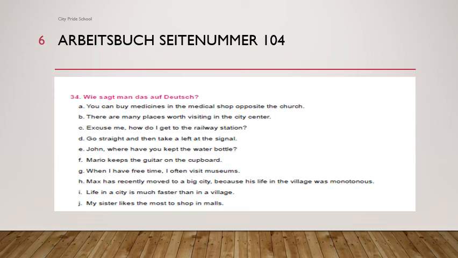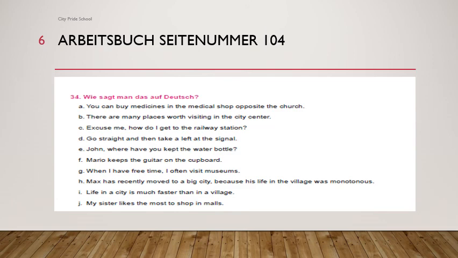John, where have you kept the water bottle? Here, where have you kept, that means the action is completed, so use the sentence in the past tense. Mario keeps the guitar on the cupboard. Now for on, use the correct preposition, and since an action is going on, use the accusative case. When I have free time, I often visit museums. Here when means wenn, W-E-N-N. Keep in mind the correct verb position: if you are using wenn at the beginning, the verb of the first sentence goes before the comma, and the verb of the second sentence after the comma. Max has recently moved to the big city because his life in the village was monotonous.